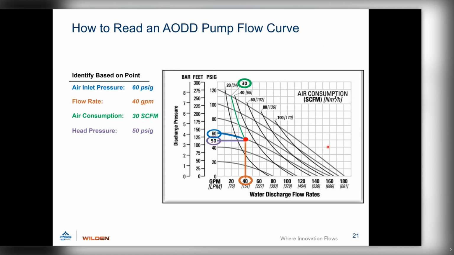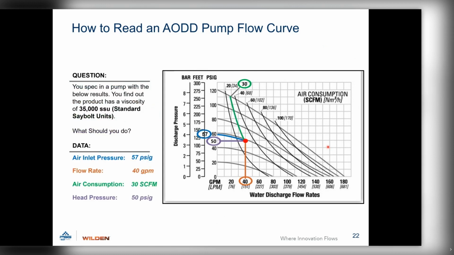So now we got the basics of how to read a flow curve. So we get this question asked quite a bit: well, now that we have this data, we're pumping a viscous product, right? The viscous product in this example is going to be 35,000 standard Saybolt units. So what do we do there? How do we accommodate the more viscous product?